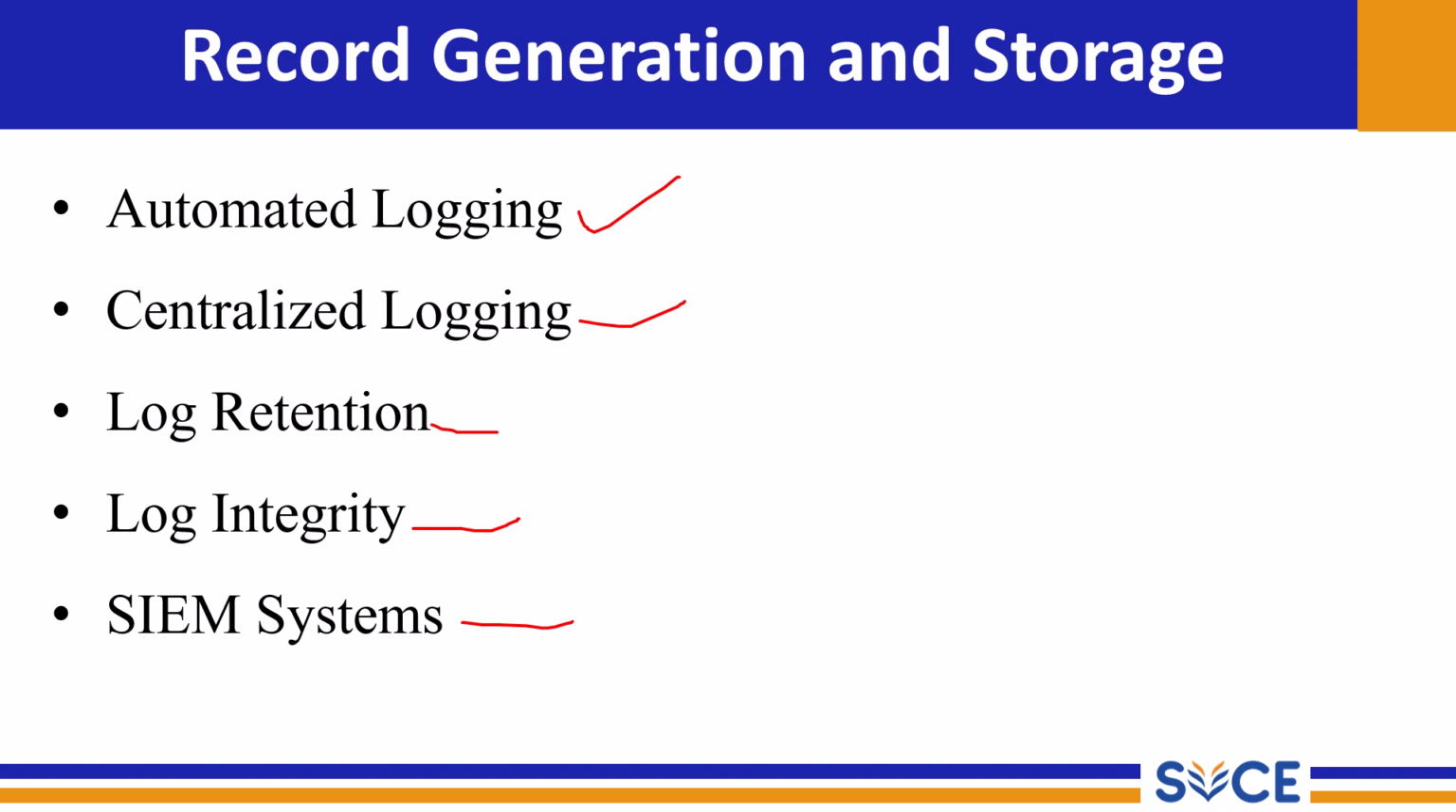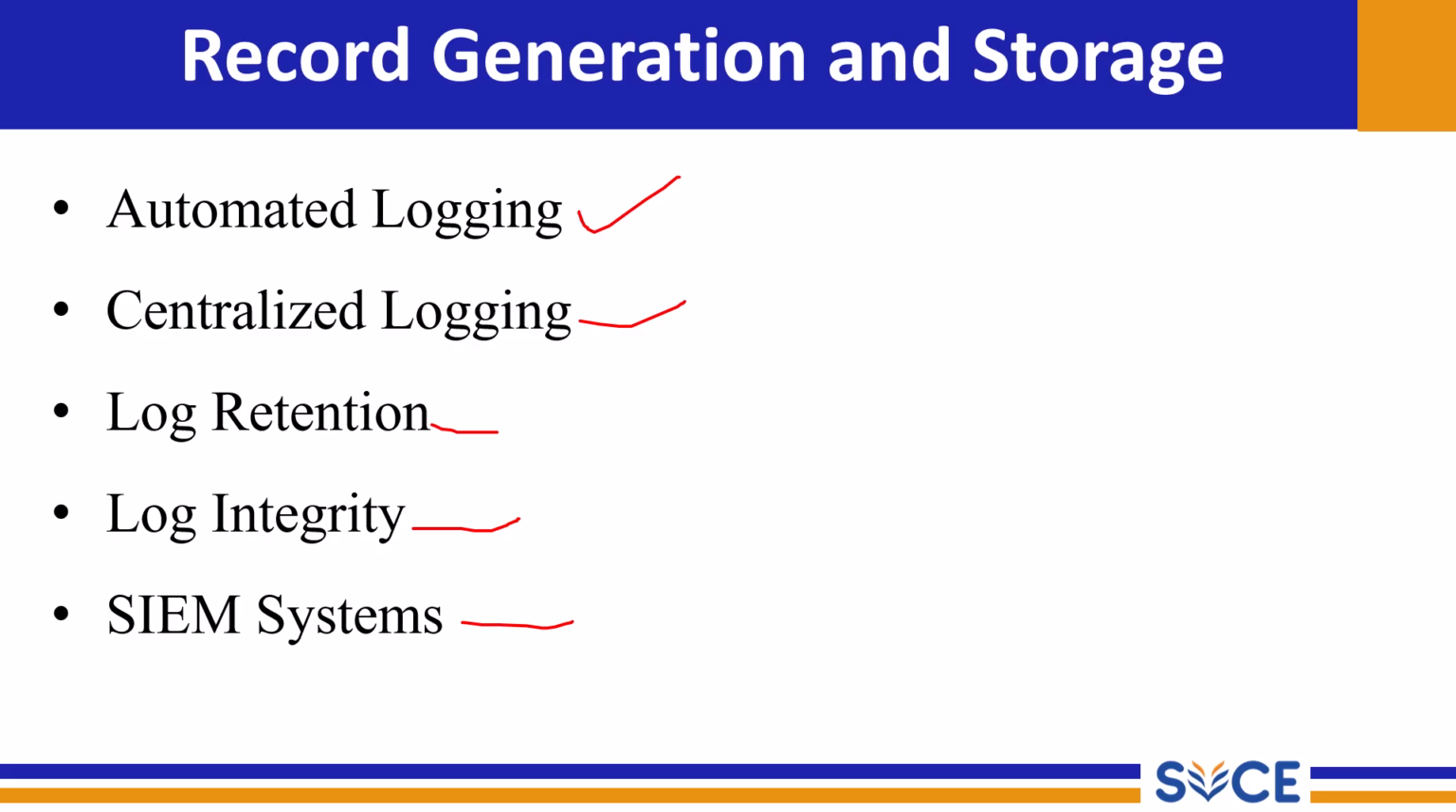And the SIEM system, the security information and event management system, plays a key role in collecting, analyzing, and correlating the audit logs from various sources. So this is all about record generation and storage. Here I'll also look at the drawbacks. We have seen some real-time examples and the advantages, and now what kind of drawbacks there are.